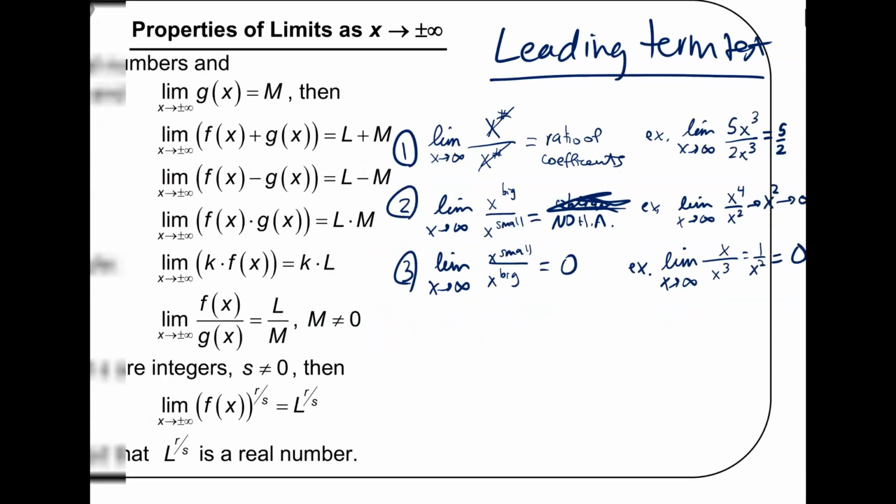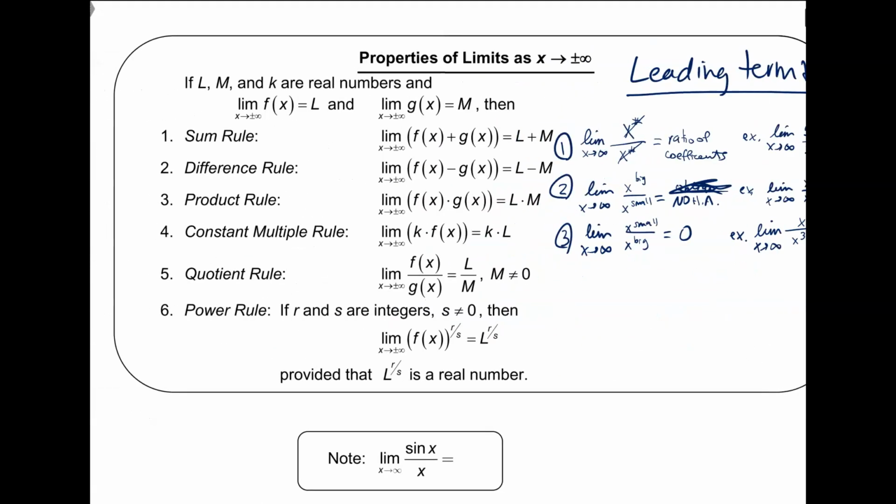That's it. All right, other properties as x goes to infinity. These are all the same rules of limits. Yesterday, one of our extra practice problems was the constant multiple rule. Remember how we did limit as x approaches 0 of 7 sine x over 5x? I pull out the 7 over 5, and then I can take 7/5 times the limit of sine x over x. So if you're multiplying by a constant, you can pull that out front.